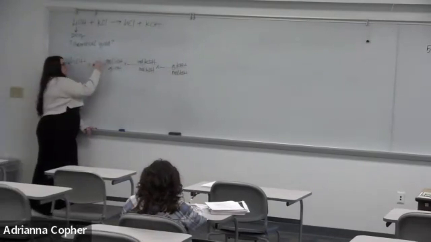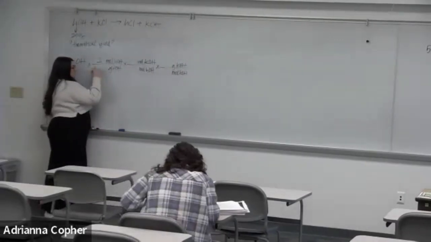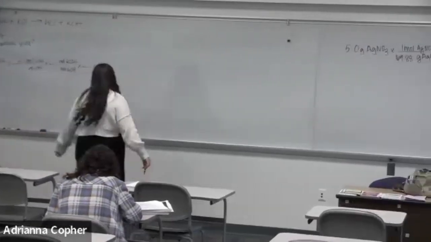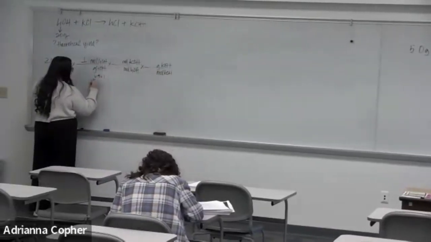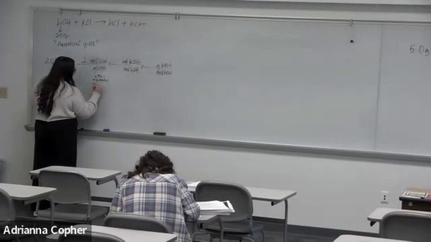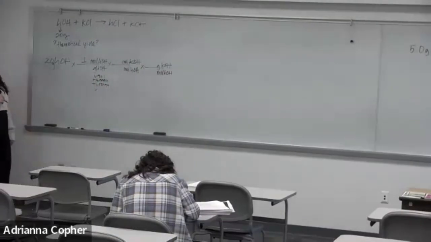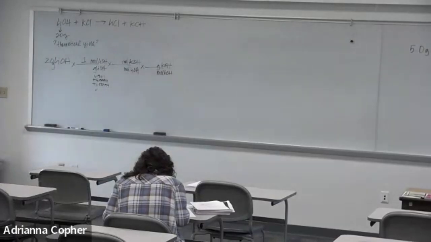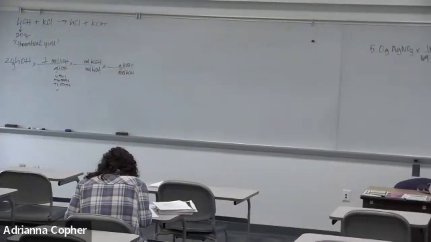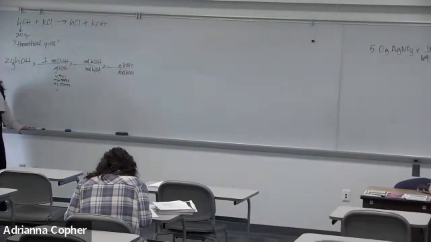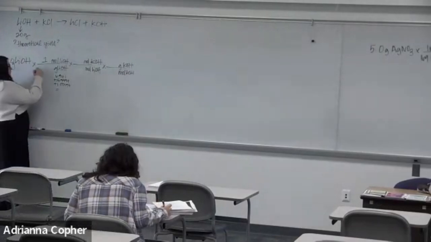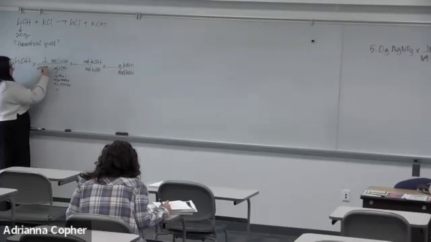What is my formula mass for lithium chloride? 6.941. I can't remember, it's okay. 6.941. So 6.941 plus 15.9994 plus 1.00791.